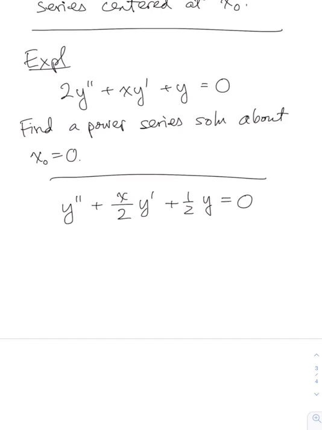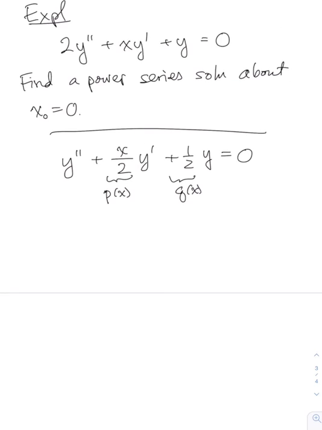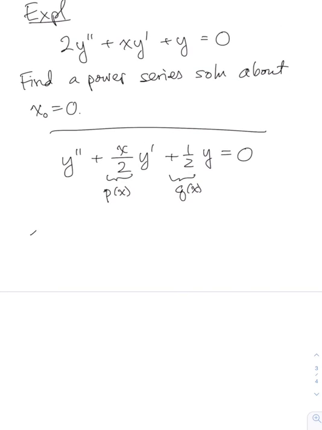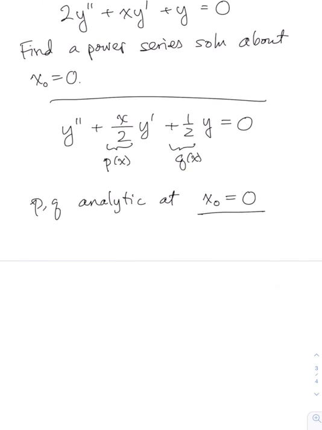Okay, I identify my P and my Q. And I see that they are both analytic at 0. In fact, they're both analytic everywhere. All I care about, though, in this problem is that they're analytic at 0. So this x0 equals 0 is, in fact, an ordinary point. And so I know I will be able to find a power series solution.